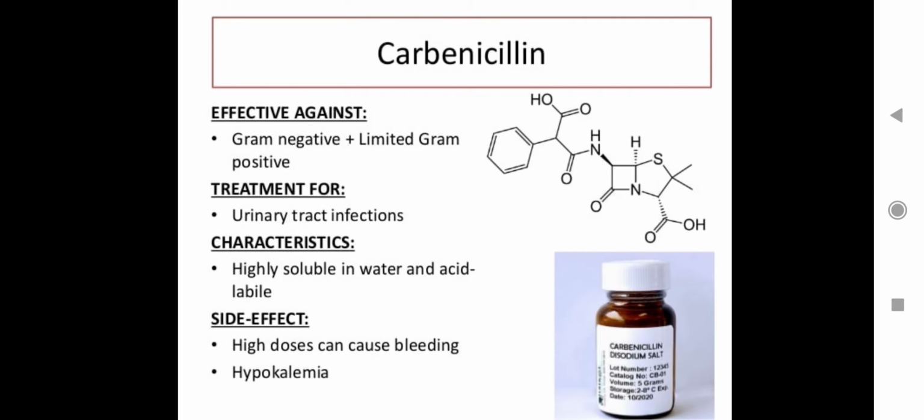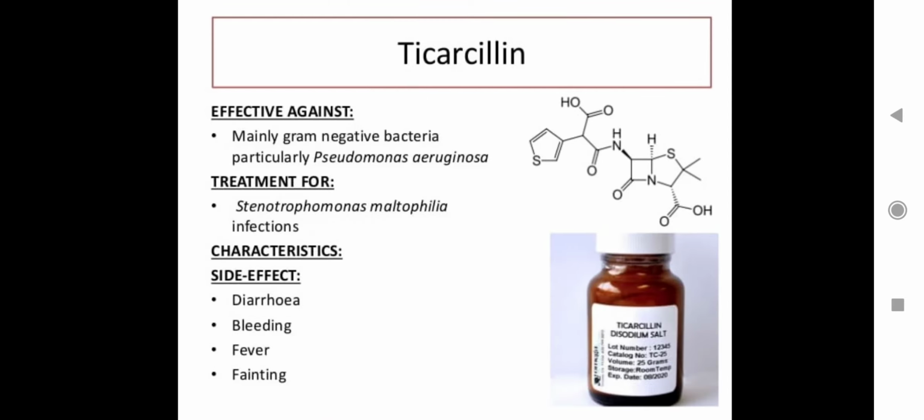Carbenicillin is also effective against gram-negative bacteria but has limited gram-positive efficacy. It is used for urinary tract infection, highly soluble in water and acid labile. Its high doses cause bleeding and hypokalemia. Next, ticarcillin. Ticarcillin is very important against Pseudomonas aeruginosa. Its side effects include bleeding, diarrhea, fever, fainting.